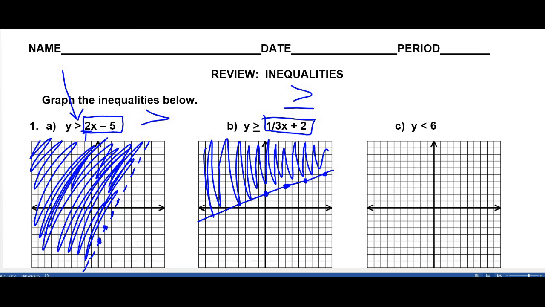Y is less than 6. This is a little bit unique, but it's still like normal. We have our mx plus b, only the mx is gone. Just the y-intercept shows up. So y-intercept is 6. 1, 2, 3, 4, 5, 6. Slope is 0. You can think of that as 0 over 1. 0 is a horizontal line. However you remember the 0 slope is a horizontal line.